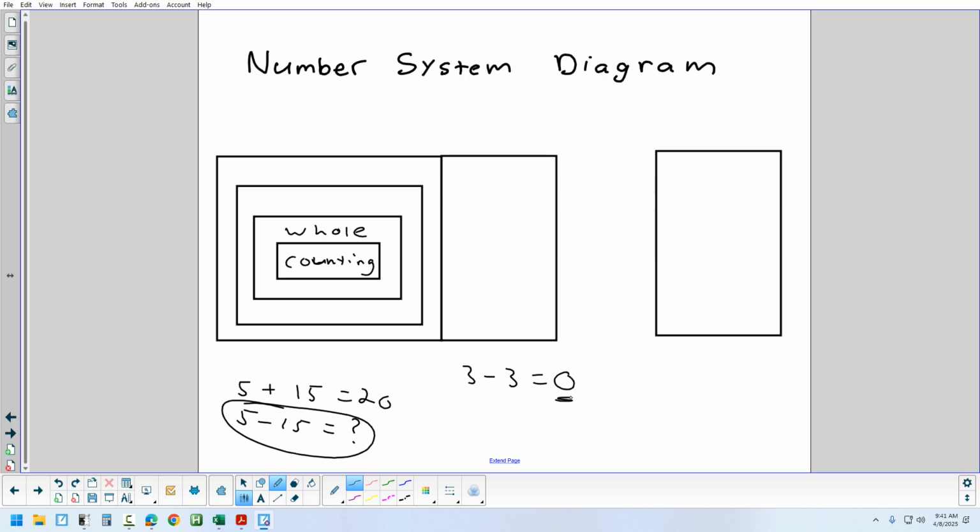But when you have 0, that's called the whole number system. So whole numbers just include 0. They don't include anything else other than 0. So they start at 0, and then they go 1, 2, 3, no fractions, no decimals.